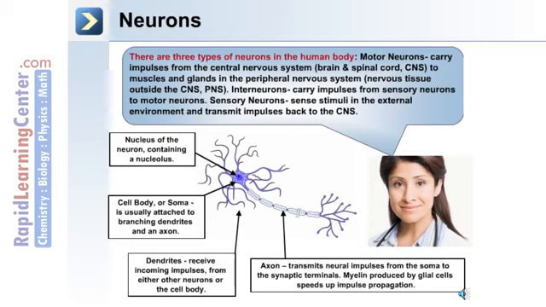The following image depicts the major structures of a neuron. There's a nucleus, which contains a nucleolus, and the nucleus is in the cell body or soma, and this is usually attached to branching dendrites and an axon. The dendrites receive incoming impulses from either other neurons or the cell body. The axon transmits neural impulses from the soma to the synaptic terminals. Myelin produced by glial cells speeds up impulse propagation.